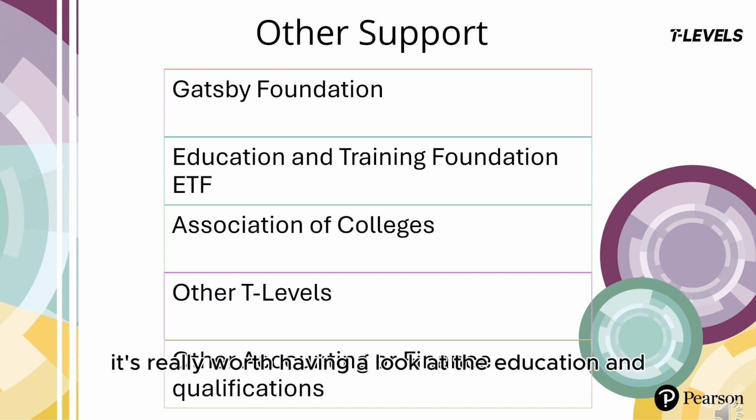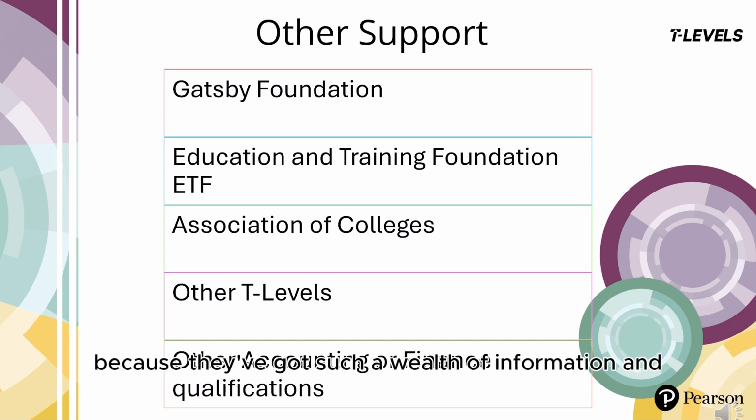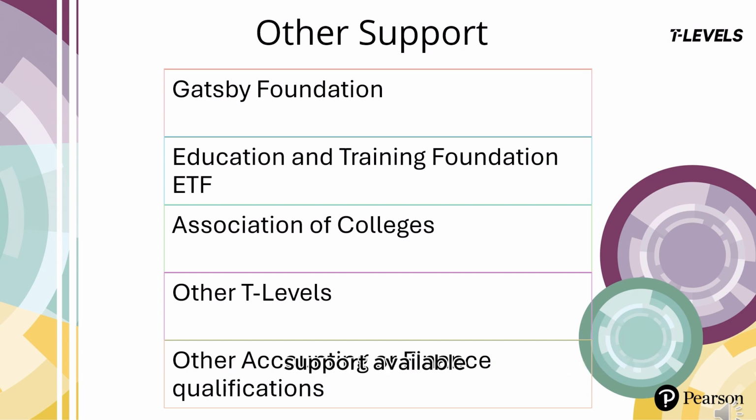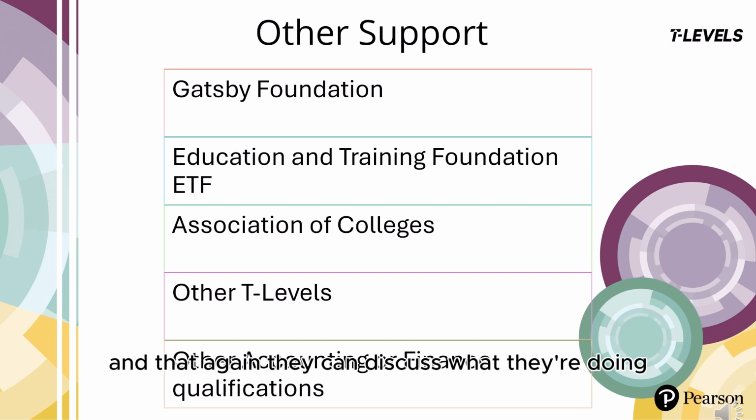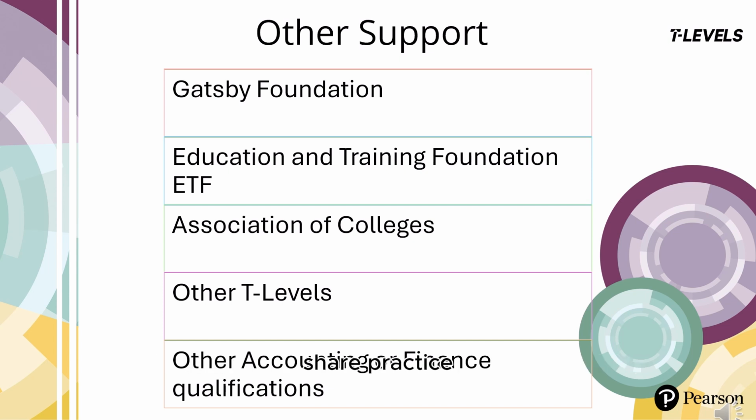So it's really worth having a look at the Education and Training Foundation, because they've got such a wealth of information and support available. In addition, there's also the Association of Colleges. They have regular meetings, not only for the T levels, but for the transition T levels, so the level 2 into level 3. They have network events where providers can come together and again, they can discuss what they're doing, share practice.